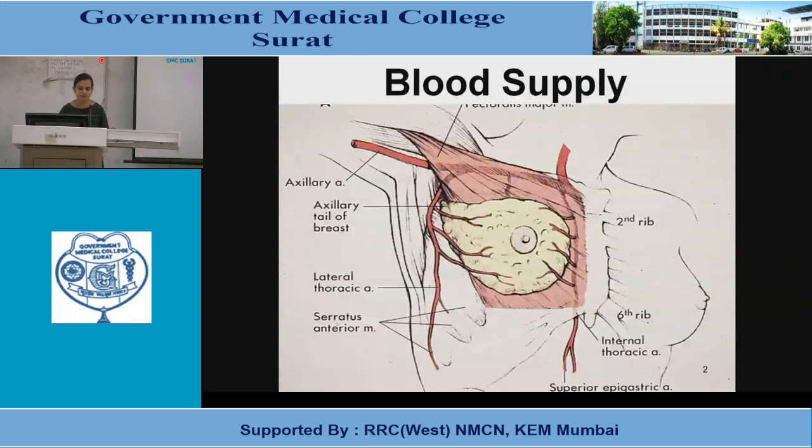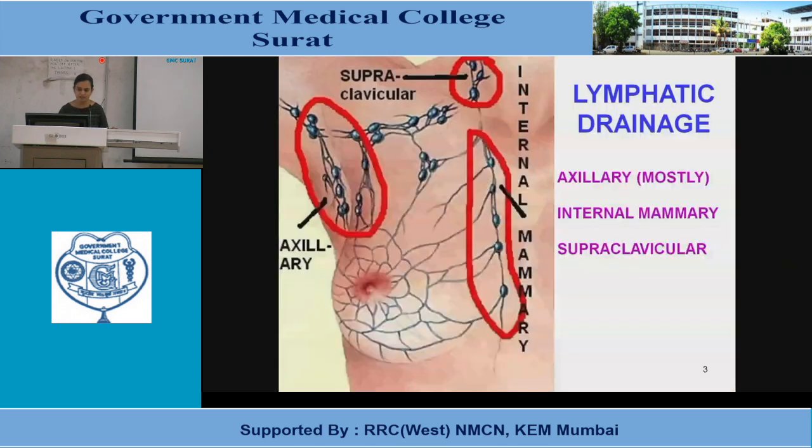So first of all, a briefing about the blood supply. We all know the axillary artery gives two main branches, that is the lateral thoracic artery and the internal thoracic artery. This is how the blood supply of the breast happens. Then the breast is basically fatty tissue with glandular tissue resting upon the pectoralis major and serratus anterior muscles. Now the lymphatic drainage.